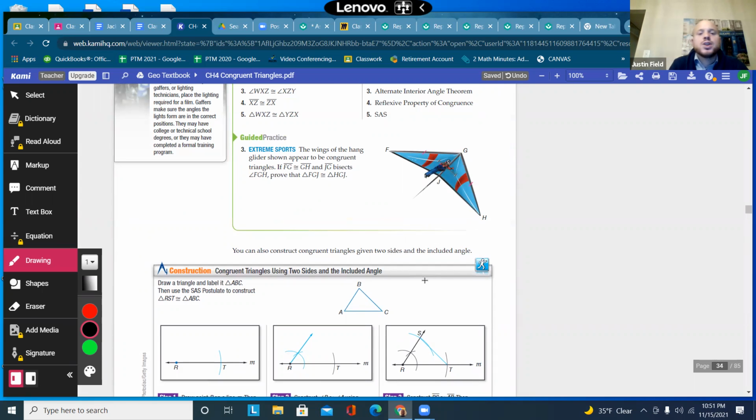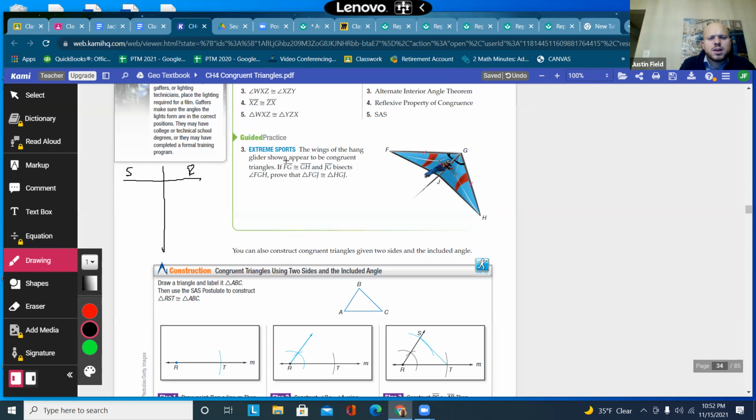All right, so the wings of the hang glider appear to be congruent. All right. So FG and GH, that's marked. And then JG is bisecting that angle. So we know that that's congruent. And then JG is congruent to itself, reflexive, right? Let's write the proof. All right, I can see it.